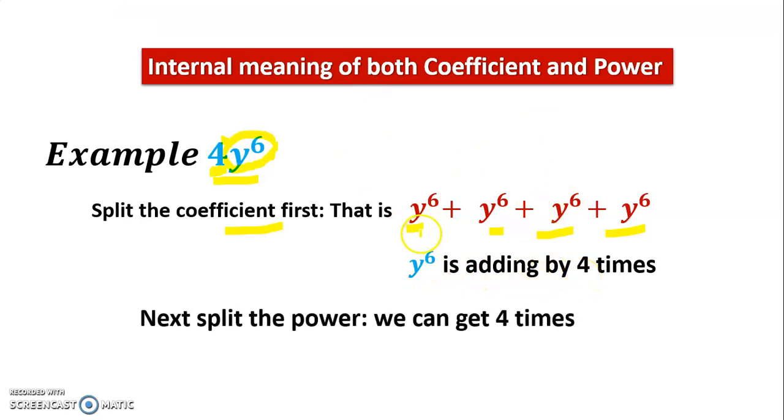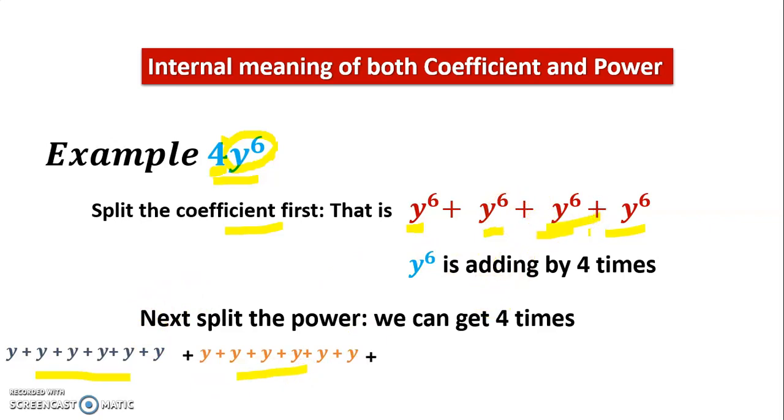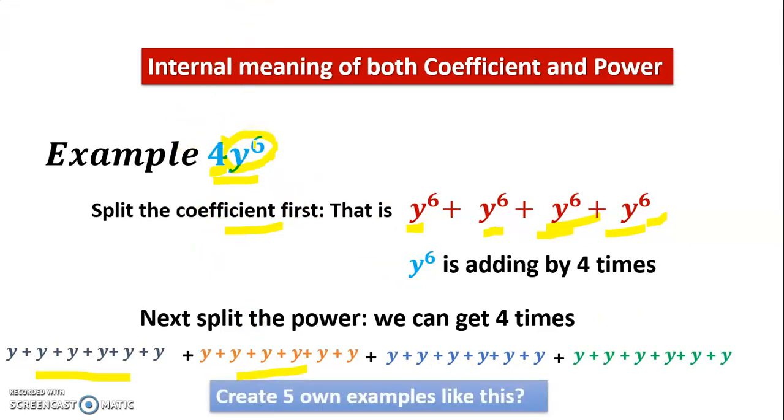And what is the meaning of y power 6? Y multiplied by 6 times. Now splitting the power, we can get 4 times. Look here once. So y power 6 first one plus y power 6 second one plus y power 6 third one plus y power 6 fourth one. That is the meaning of 4 into y power 6. This is the internal meaning of both coefficient and power. So create 5 examples of your own like this and do it as homework.